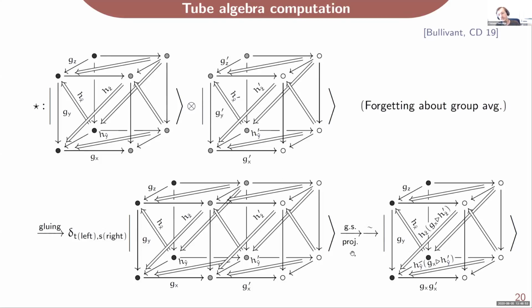Then I need to apply the ground state projector, and then I can do a diffeomorphism in order to recover a state in the original Hilbert space. So this is visually roughly how it looks.